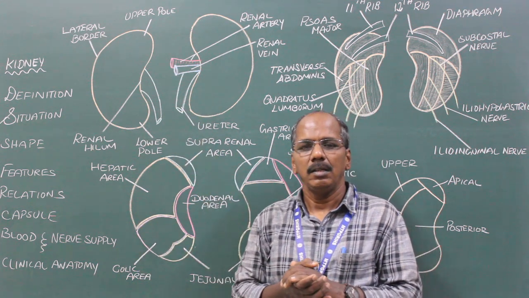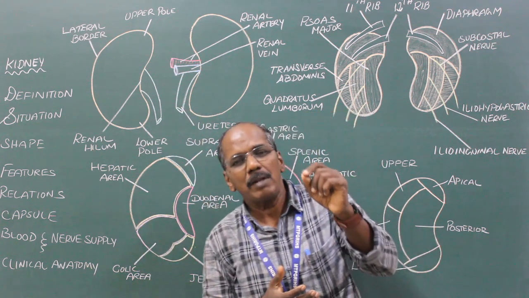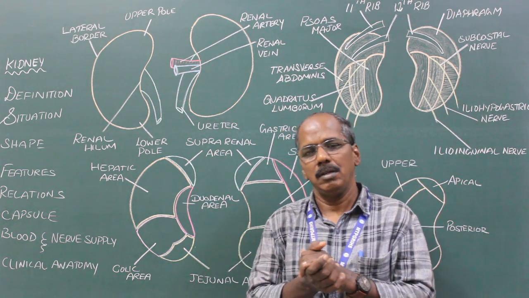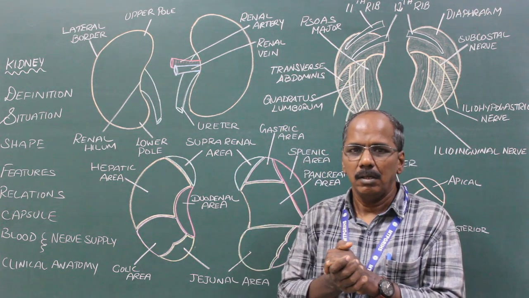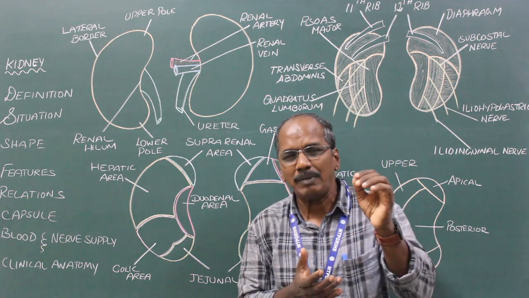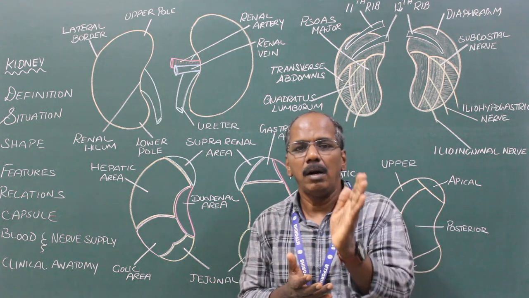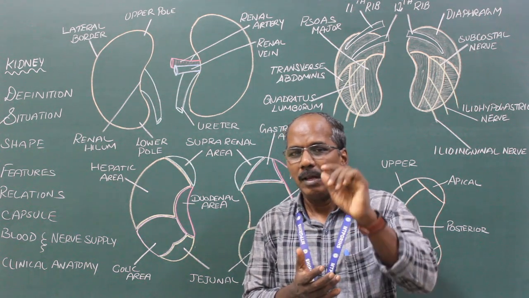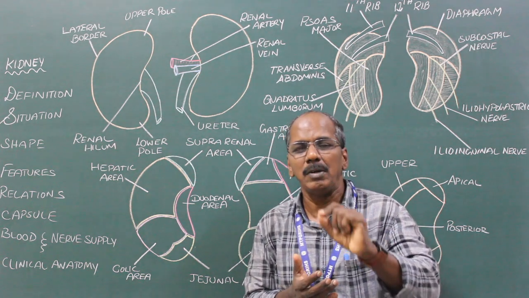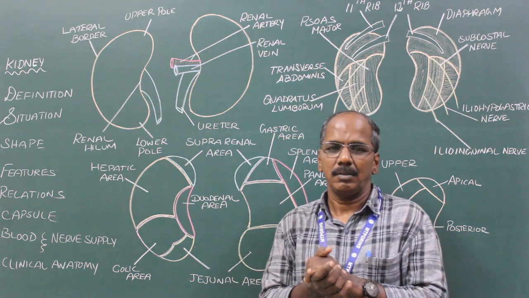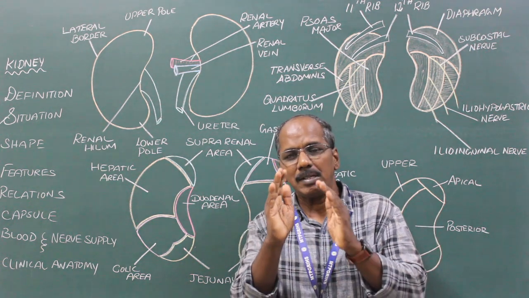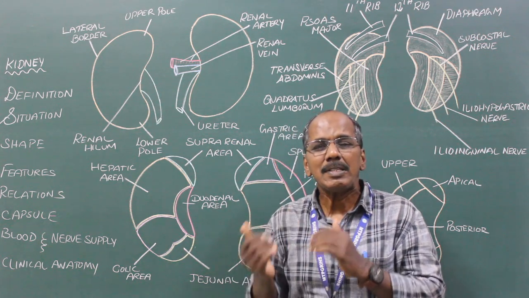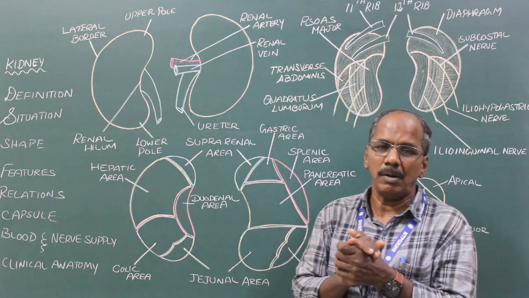Kidney. Kidneys are a pair of excretory organs lying on the posterior abdominal wall. Situation: it is situated on the posterior abdominal wall, one on either side of the vertebral column, opposite to T12, L1, L2 and L3 vertebrae. The right kidney is situated slightly lower than the level of the left kidney, since the liver occupies the right hypochondrium.